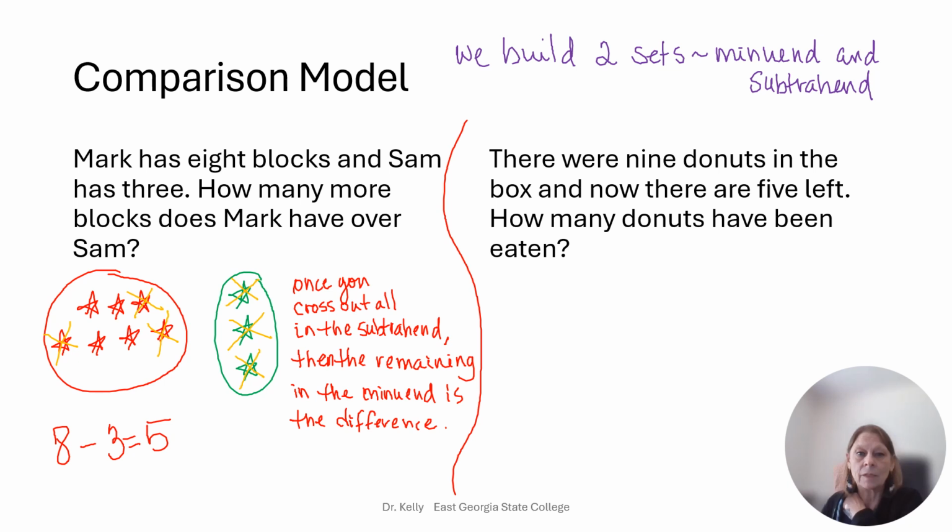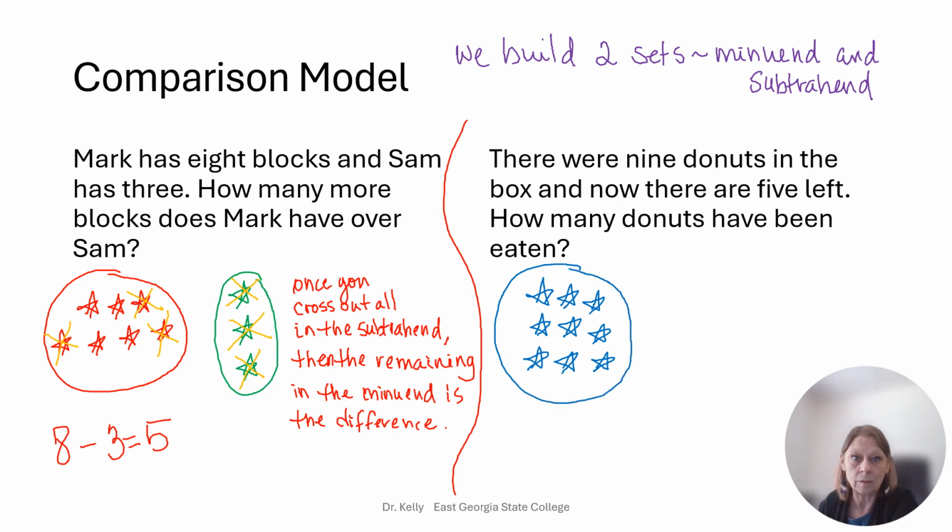All right, and I have the same thing over here. There were 9 donuts in a box, and now there are only 5 left. How many donuts have been eaten? Again, the same thing. We're going to make ourselves a set of 9. And you can see where this could be really good with some actual physical manipulatives. You get yourself a pile of 9 here, and a pile of 5 here, and then you're literally matching one from each pile, matching them up and taking them out. That's another way to do that comparison with some physical things.